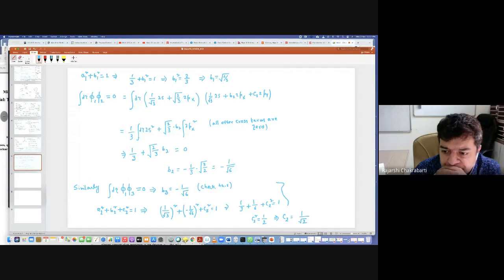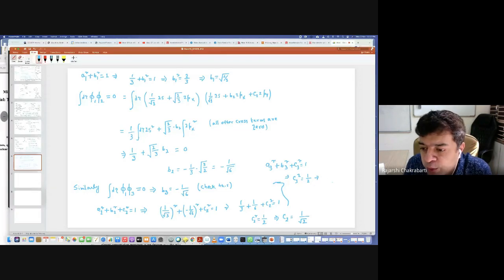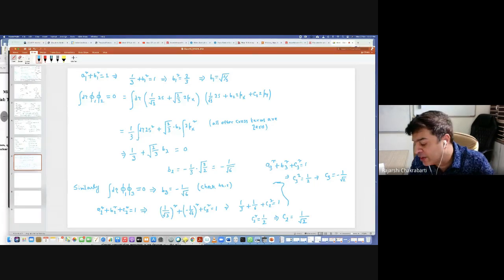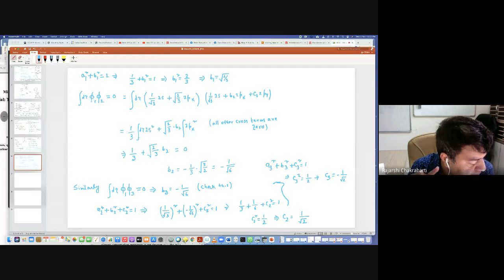Then what is c3? How do you calculate c3? Same thing you will do: a3 square plus b3 square plus c3 square equal to 1, and that will give you c3 square equal to a half. But in this case, you are not going to take 1 by root 2. You will take the other root, because otherwise these two hybrid orbitals will be identical. It cannot be identical. Okay, so now you have got all the coefficients.